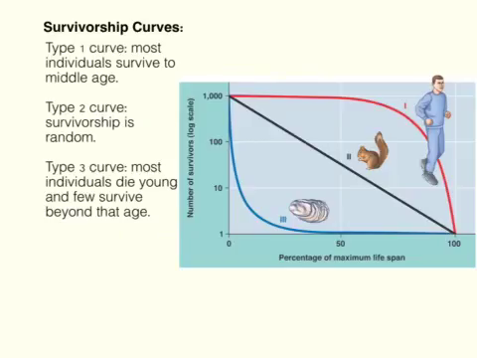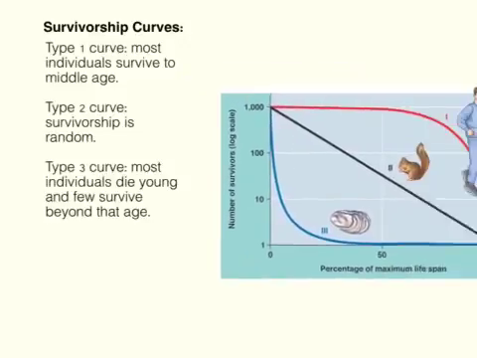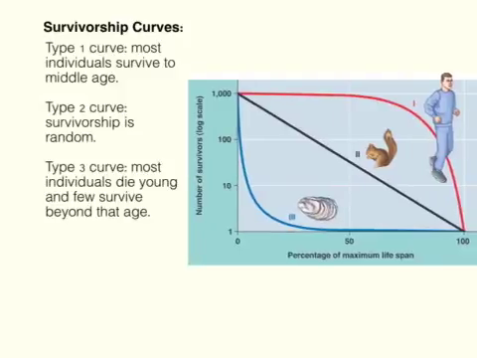There are survivorship curves. There's the type 1 curve, which is humans. And this is a type 1 curve. Type 2 curve is random. So these individuals die at a random age. There's no structure. Type 3 curve, the individuals usually die at a young age. So you see here they live and then they begin to die.